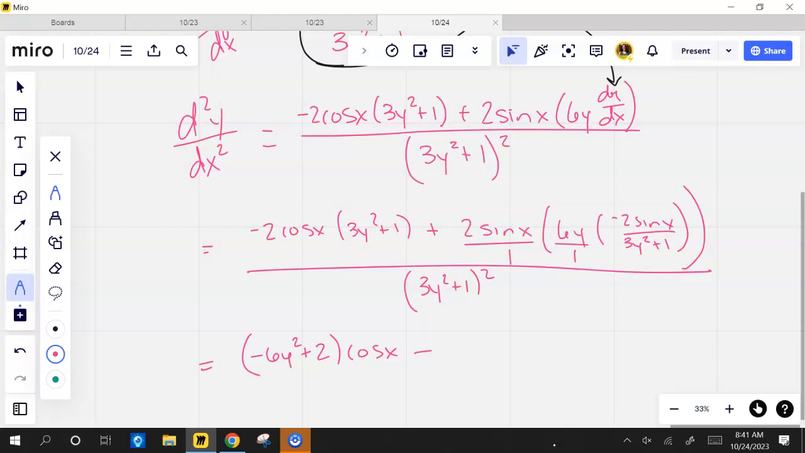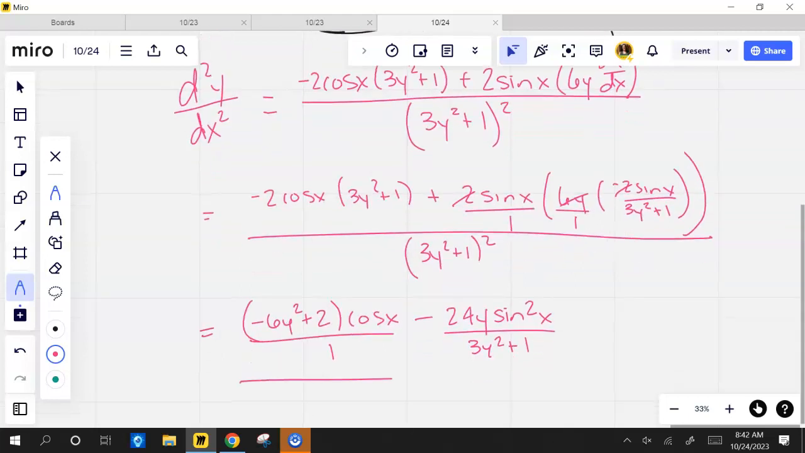Nope, it's not 4. 24y. Bless you. 24y, that takes care of that one, and that one. Sine squared x over 3y squared plus 1. I'm going to do that.